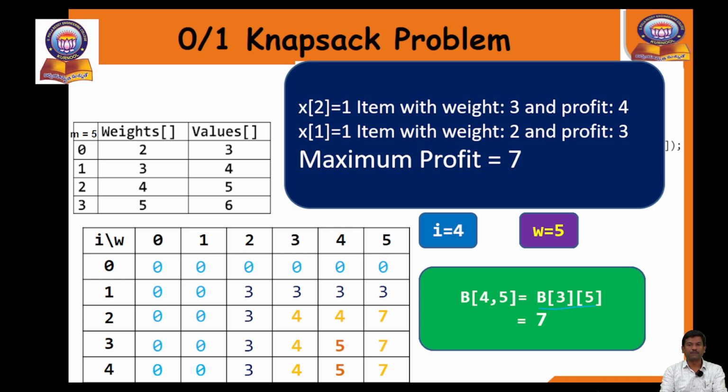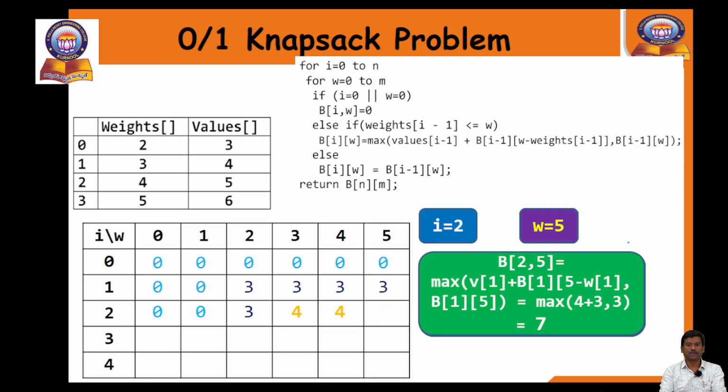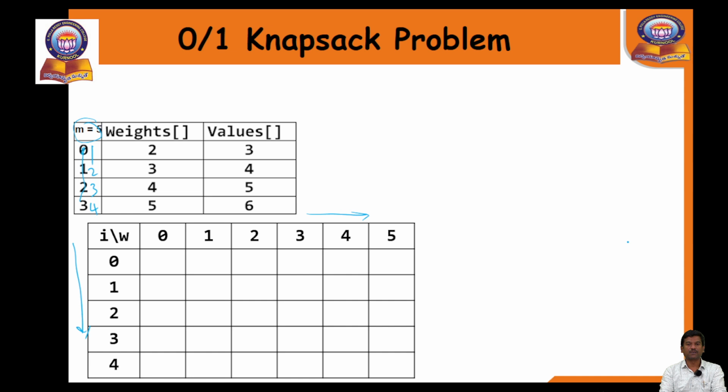How can you obtain these values? I'll explain with an example. Ultimately you have to look into the cell with the value equal to 7, and see how to trace and find what items are to be added. So I'll give an example of how to identify what items are to be included. At the last we got the value to be equal to 7, that is B of 4 comma 5 is equal to 7.